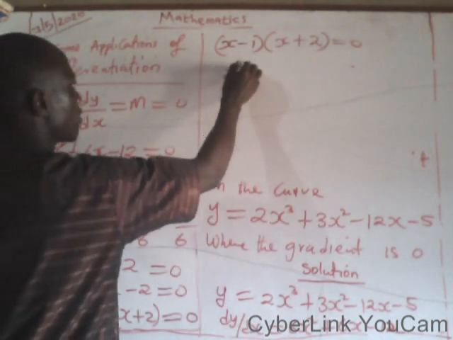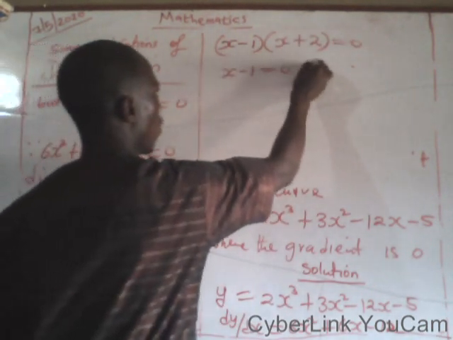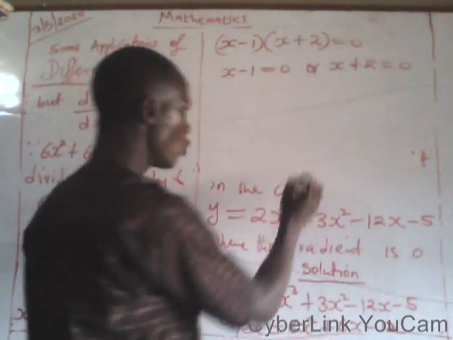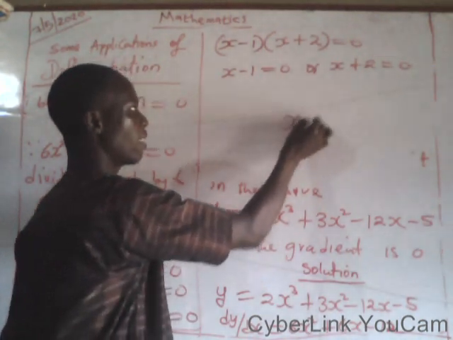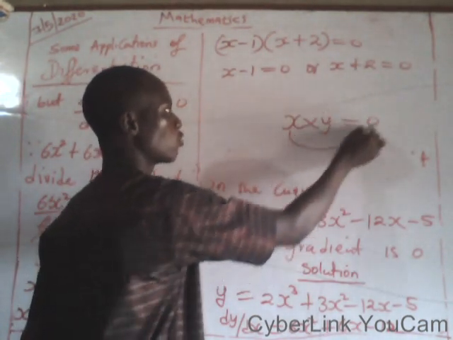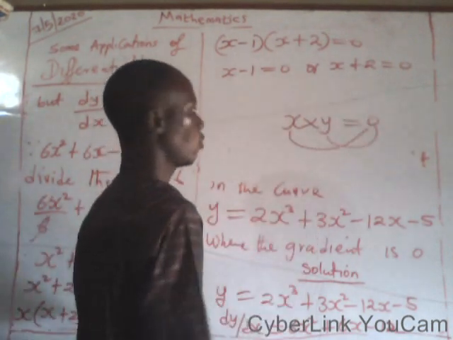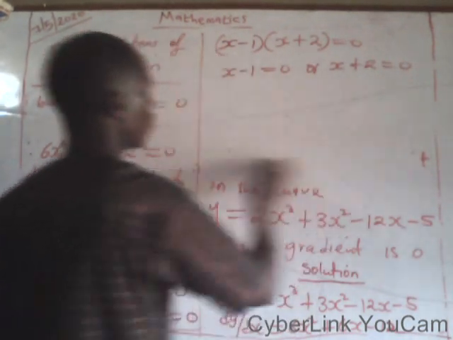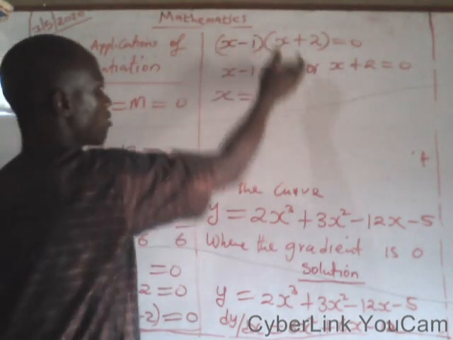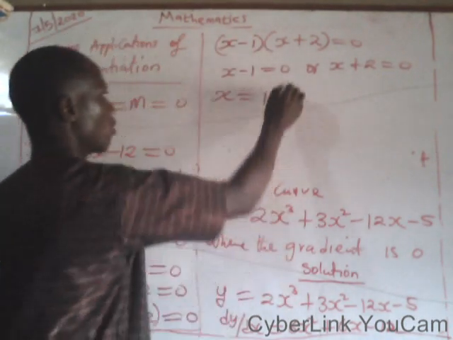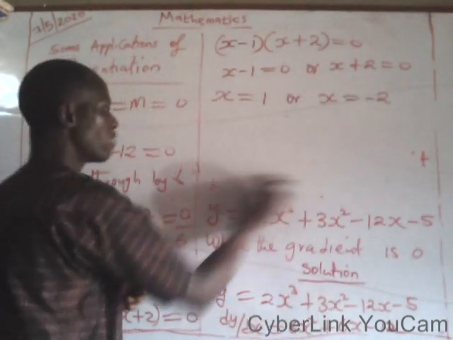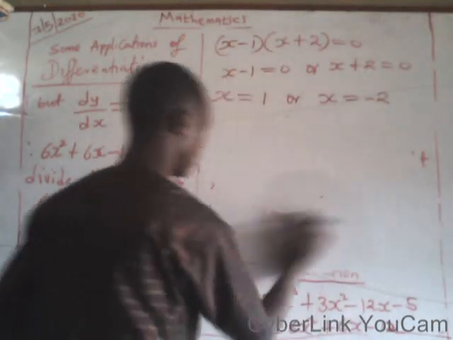Therefore, x minus 1 is equal to 0 or x plus 2 is equal to 0. Because when you have two expressions, let's say you have x multiplied by y and it's equal to 0, it's either this is equal to 0 or this is equal to 0. So that is the equation, and that's what we have here. From this, our x is equal to 1. We transfer minus 1 to the other side, so x will be equal to 1, or x is equal to minus 2. So we have gotten the two values of x.